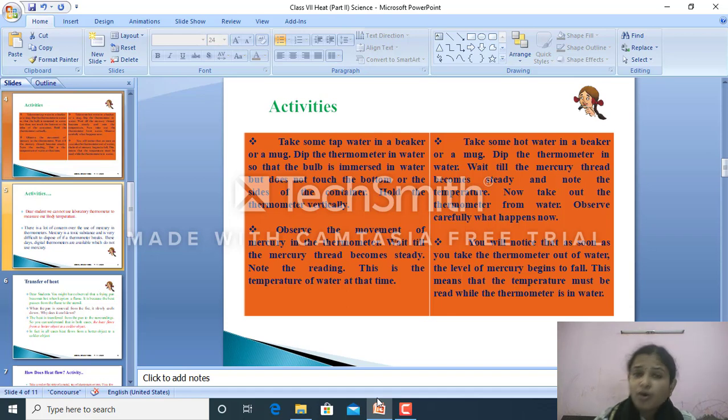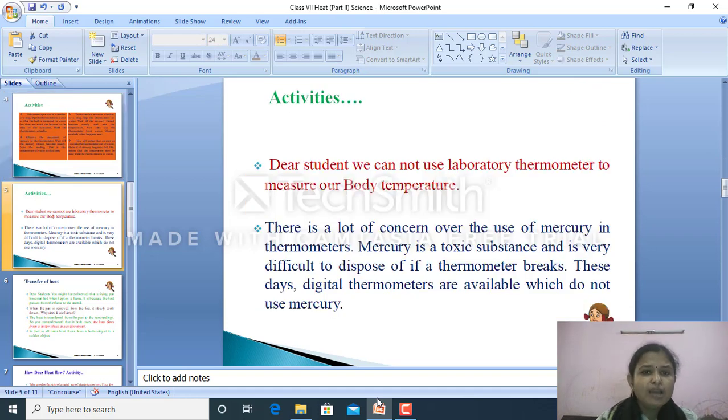Why is it so? If you take the thermometer out, you will see that very quickly the level of the mercury thread begins to fall very rapidly. Hence we cannot take the temperature once we take it out of the container or beaker, because the level of mercury will fall down quickly. So this is how we have to use the laboratory thermometer.